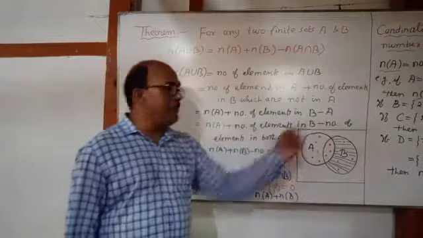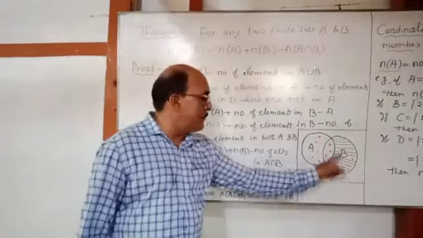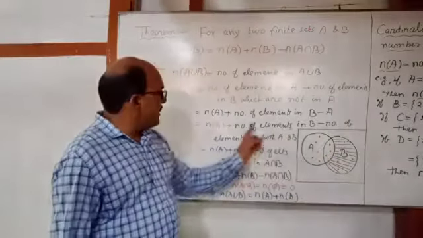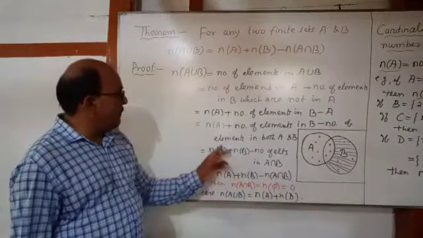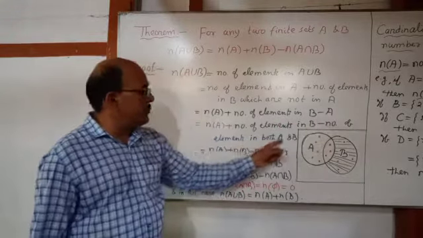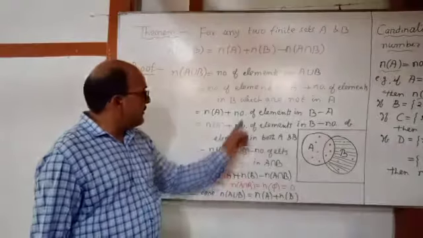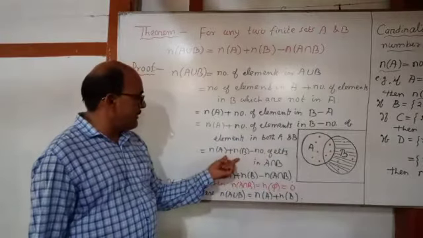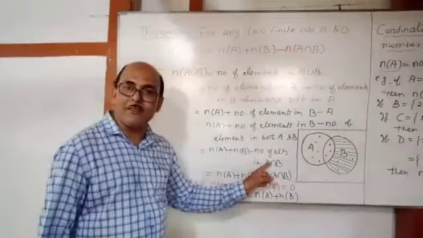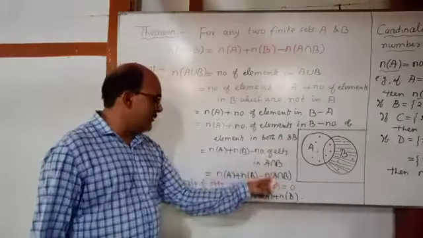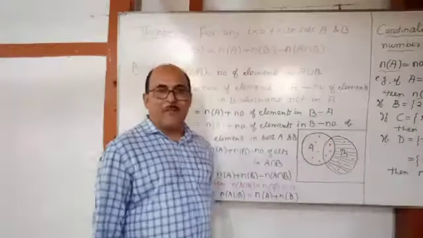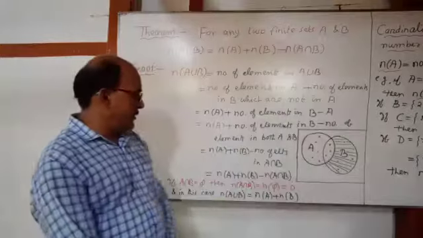And the number of elements in B minus A is nothing but the number of elements in B minus the number of common elements. We have written the number of elements in B minus the number of elements in both A and B. So that is n(B) for the number of elements in B. So n(A) plus n(B) minus the number of elements in both A and B, meaning n(A intersection B). And by definition this is n(A union B). So the result is proved. Very obvious from the Venn diagram, still we have written a few lines.